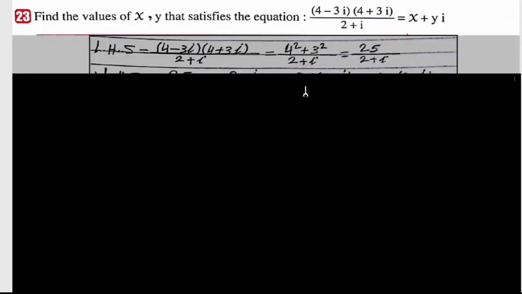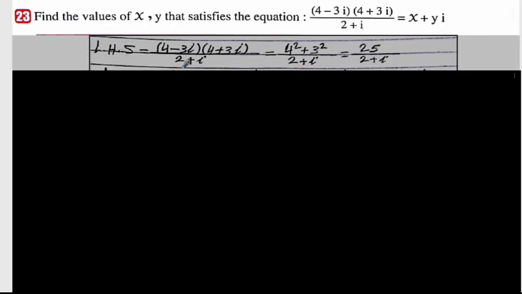Question number 23. Find the values of x and y that satisfy the equation (4 minus 3i)(4 plus 3i) over (2 plus i) equals x plus yi. First, we multiply the numerator. We have (4 minus 3i) multiply (4 plus 3i) equals 4 power 2 plus 3 power 2.